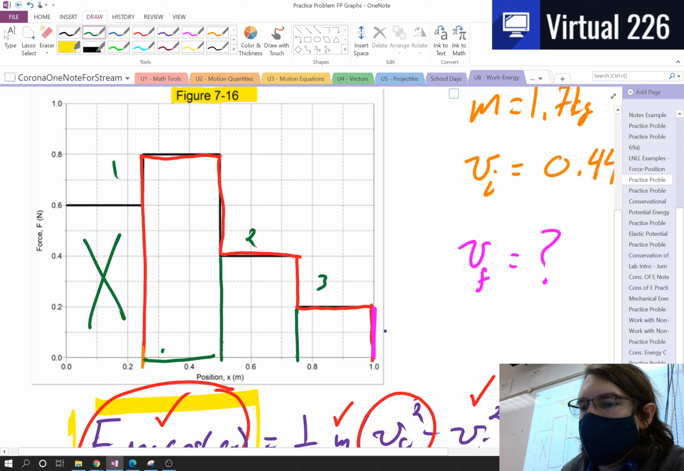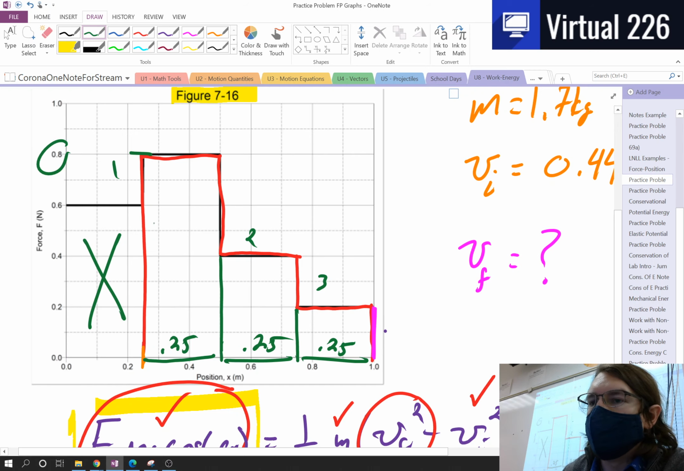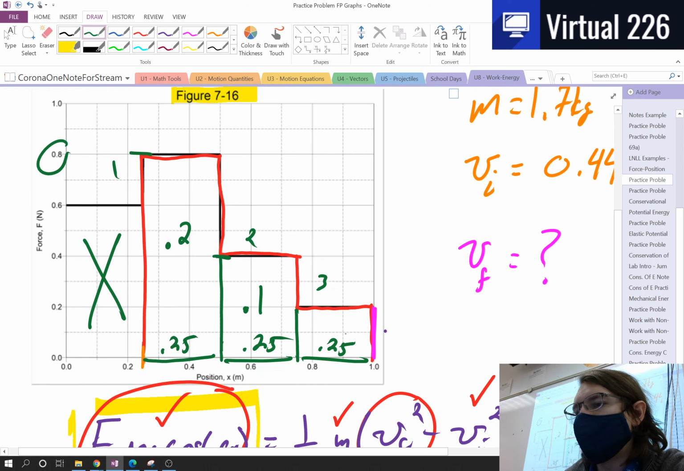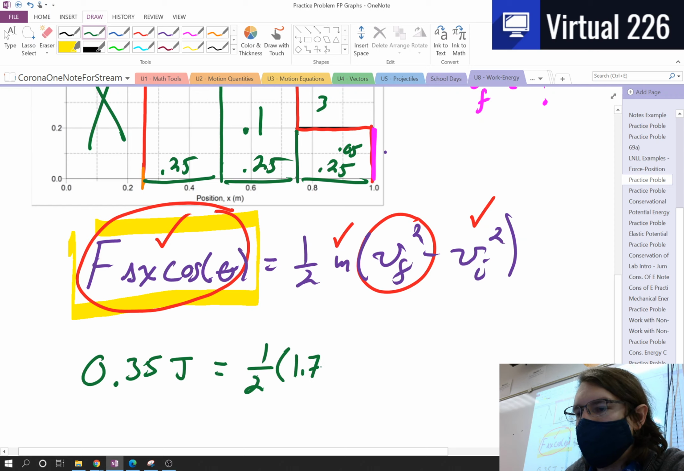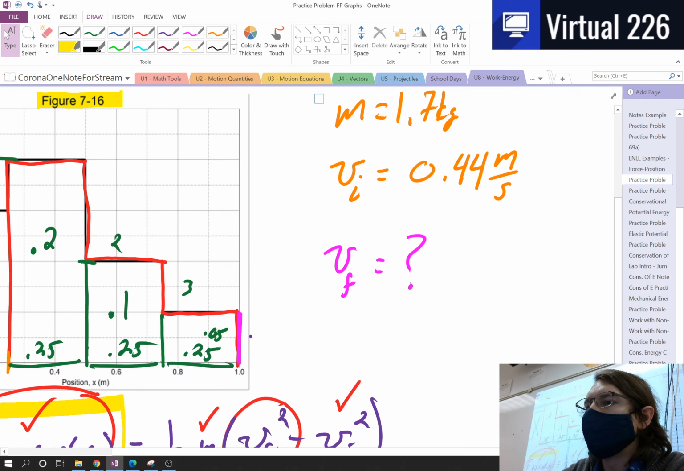It so happens here that every baseline is 0.25. And then we just need to multiply that by the height of each. We've got a 0.8, so a quarter of 0.8 is just going to be 0.2. For the next one, we have 0.25 times 0.4, so a quarter of 0.4 is 0.1, so we're at 0.3 total right now. And for our last one, 0.25 of 0.2 gives us 0.05. So we add 0.2, 0.1, and 0.05 together, and our total area should be 0.35. That's in joules, because the work is some amount of energy. Then we can say this is equal to 1/2 times the mass of 1.7 kilograms, multiplied by some unknown final velocity squared, that's what we're looking for, minus the initial velocity of 0.44 squared.